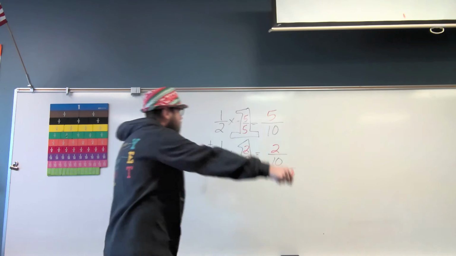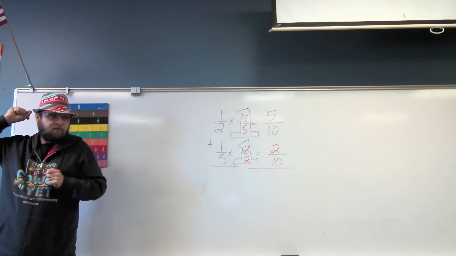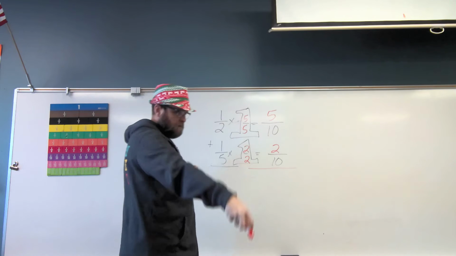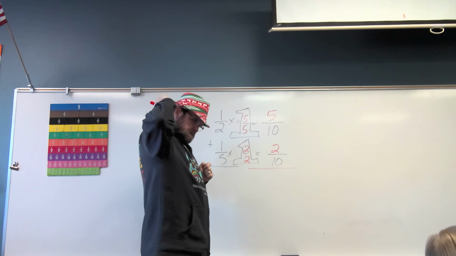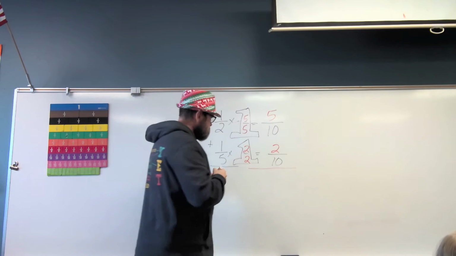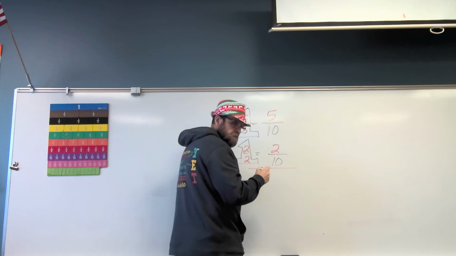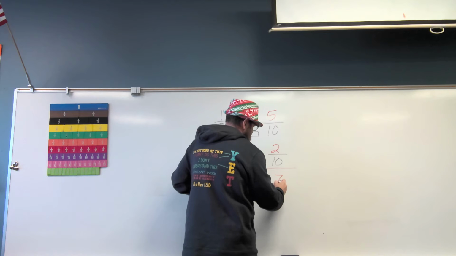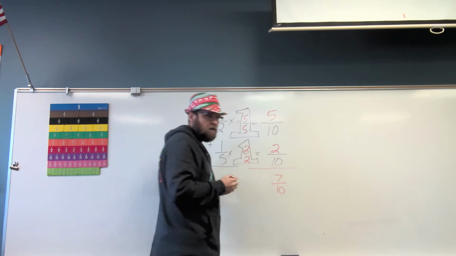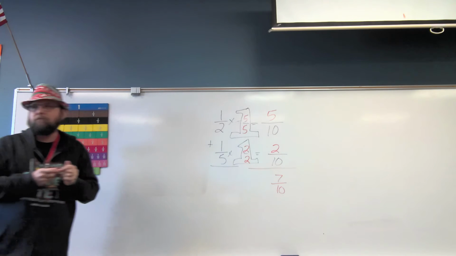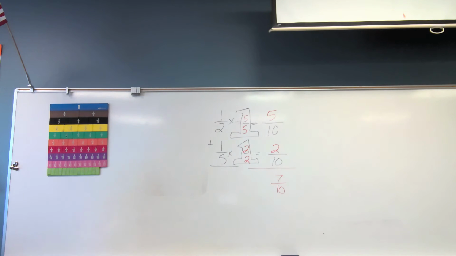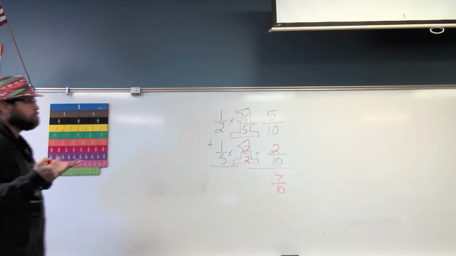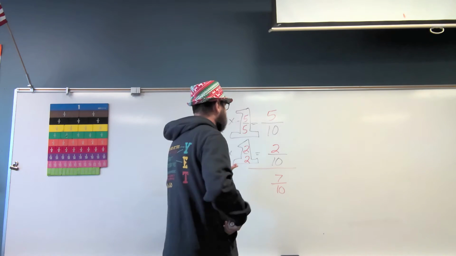And Courtney, what is 2/10 plus 5/10? 5 plus 2. 7. 7 over 10. Remember, we do not add the denominators together. We do not add the denominators together. Otherwise, that's going to change.